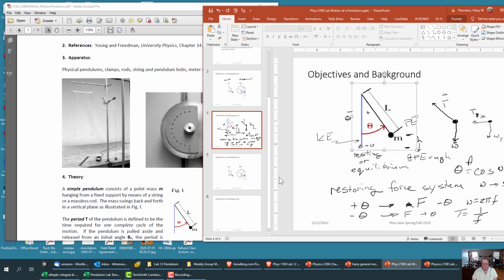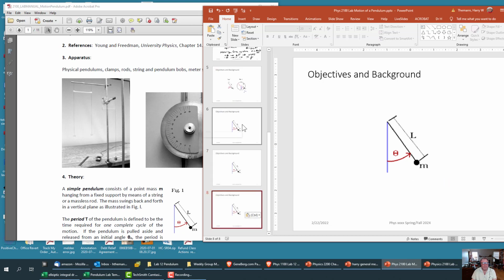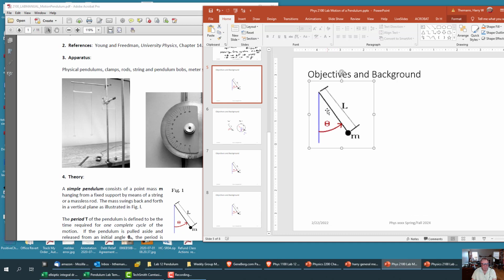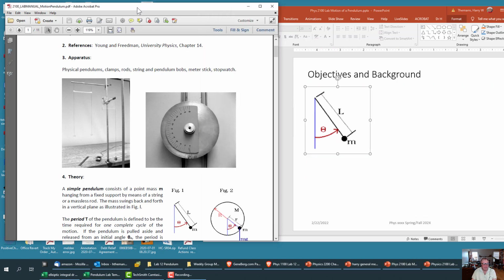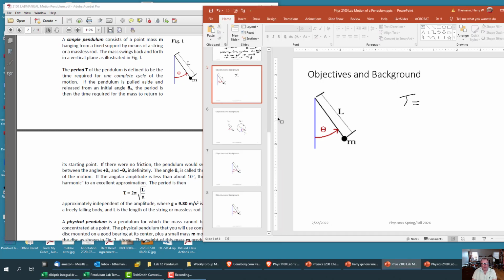And let's see, we need a new slide. First of all, let's paste that here. And let's make a few more just in case. All right. So it turns out, and this is in the manual here, that we can derive an equation for the period. The period is equal to 2 pi. Notice the 2 pi because this is related to the omega I mentioned before. And the L over g comes from the free body diagram.